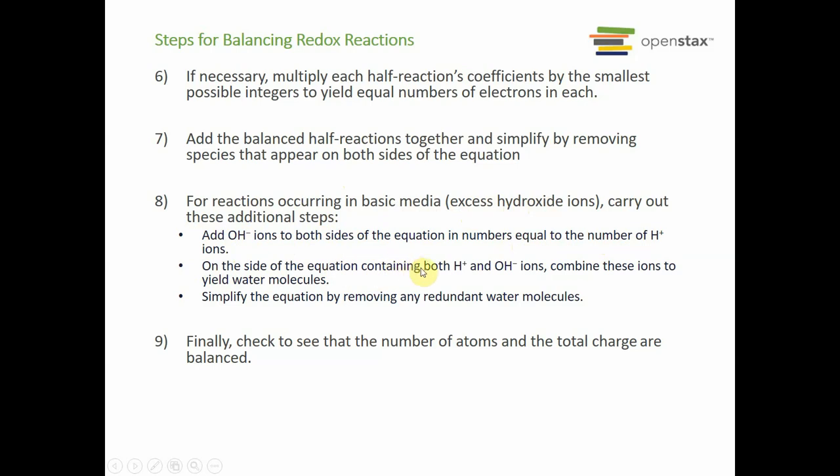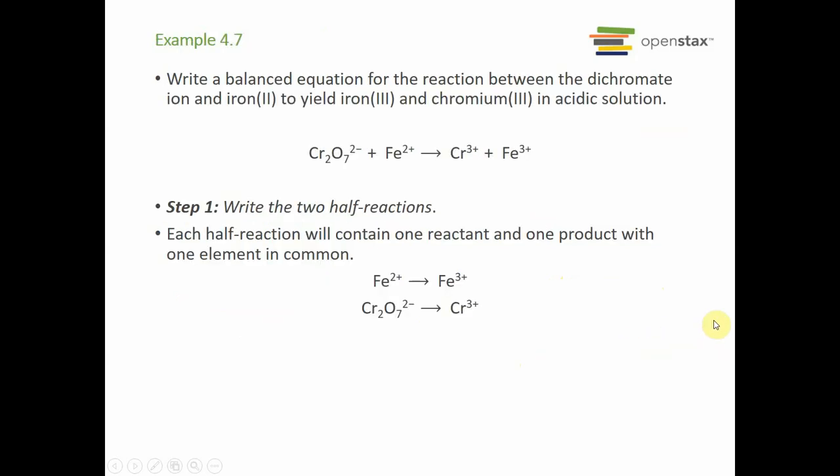On the side of the equation containing both H plus and OH minus ions, combine these ions to yield water molecules. Simplify the equations by removing any redundant water molecules. Finally, check to see that the number of atoms and total charge are balanced.